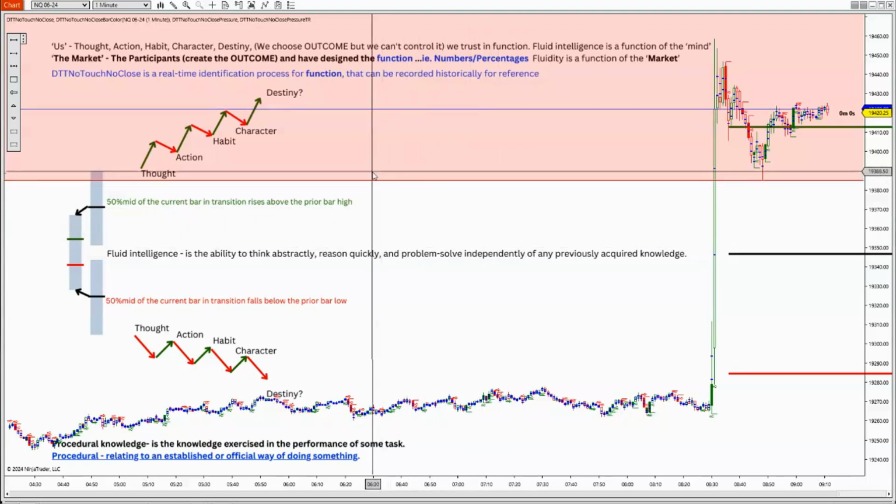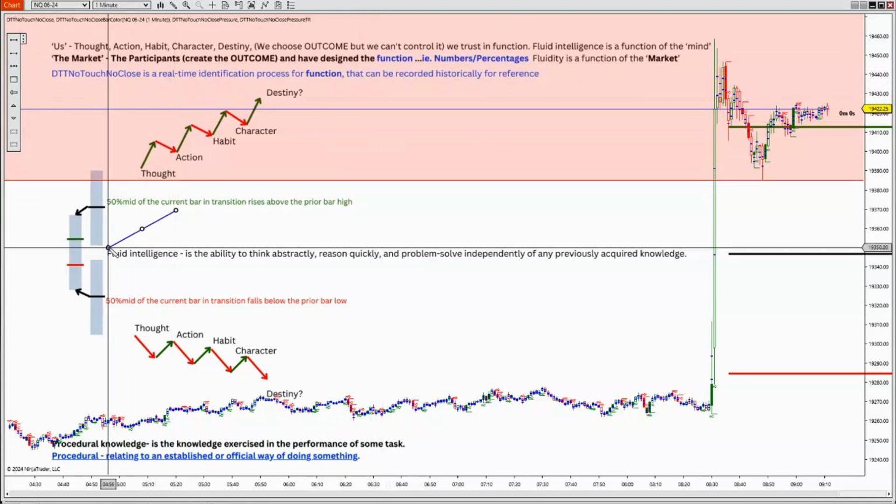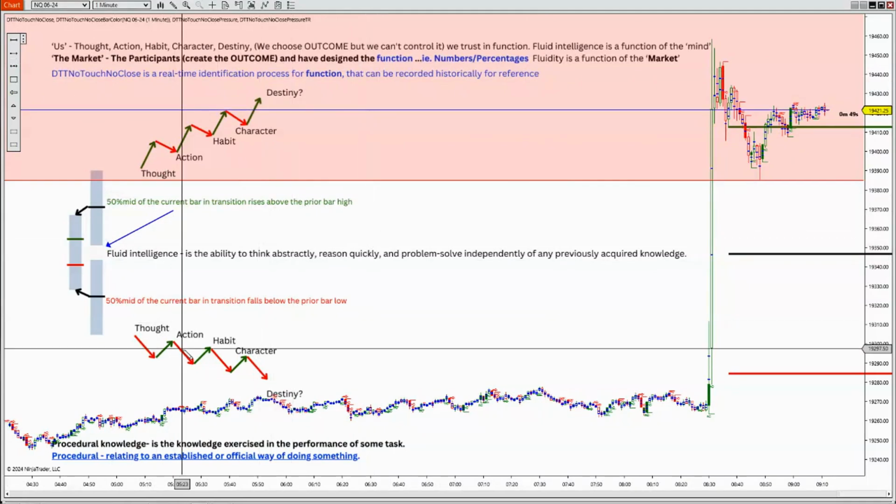Now, the fluid intelligence, I had talked about that. Now here's that definition in summary, just really short here, so you can have it on the chart while I'm talking to you.